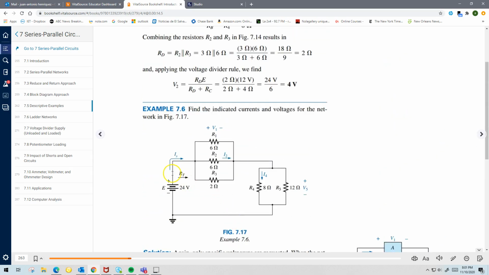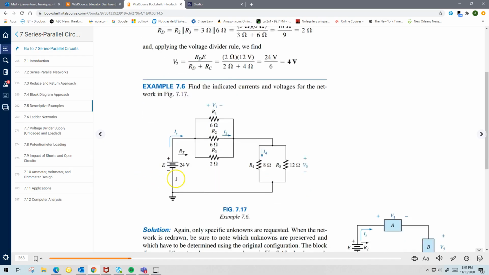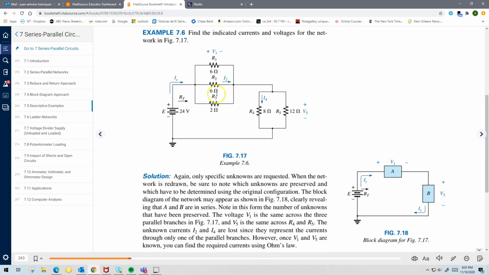And now if you go back to your circuit, you notice it's really the same. We're using the same techniques: voltage division, current division, Ohm's law, combination of resistors in series, combination of resistors in parallel. It's nothing new here. But in this case, by doing this reduction of the circuit, you found the total current.